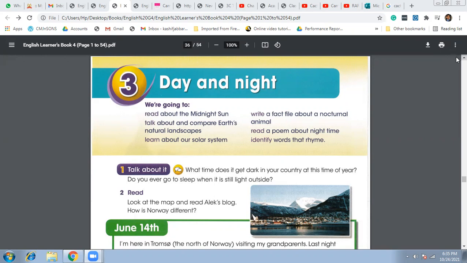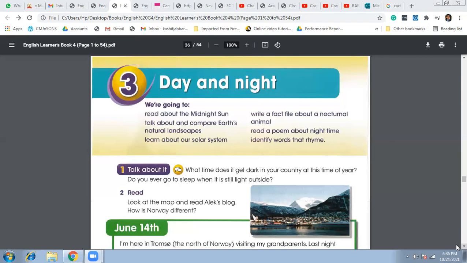Let us summarize all the important points of today's lesson. Today we started unit number 3, day and night. In this unit, we are going to read about the midnight sun, the first lesson, right? And we will talk about the Earth's natural landscapes. We will learn about our solar system. We are going to write a fact file about the nocturnal animals, and we will read a poem about the nighttime. We will identify the words that rhyme with each other.